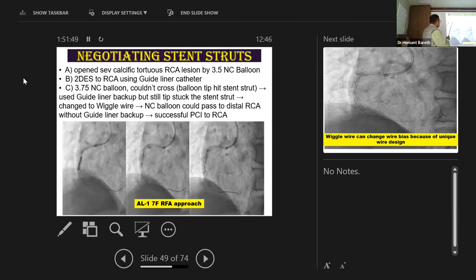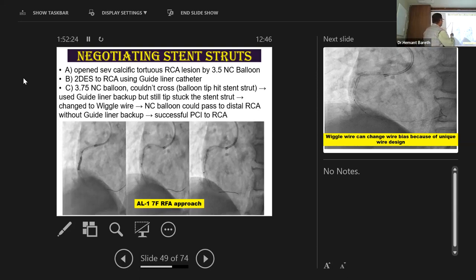And so what was happening was that the stent strut was not properly deployed, it was well opposed and was lying inside the vessel lumen. And when you were trying to pass the balloon, the tip was hitting that stent strut and was unable to cross it, because there was a bias, and the balloon was hitting the stent strut, and it could not go beyond the stent strut so that you could dilate the vessel. So this was what was happening.